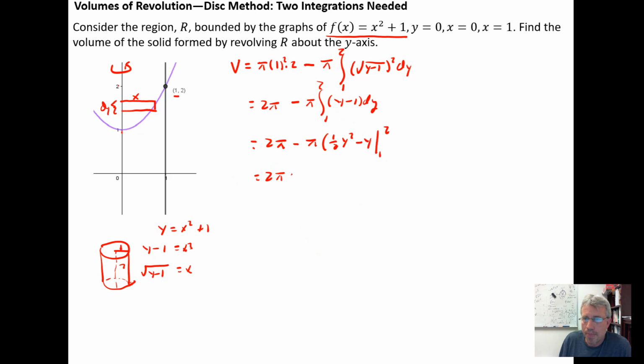So 2 pi minus pi times 1/2 of 2 squared. 2 squared is 4, a half of 4 is 2, minus 2, minus parentheses, plug in a 1, we get 1/2, minus, plug in a 1, we get 1. And keep pounding. 2 pi minus pi times 2 minus 2 is 0, 0 minus 1/2 minus minus plus 1 is going to be a half, equals 2 minus a half times the pi, which is just going to be 3/2 of a pi.